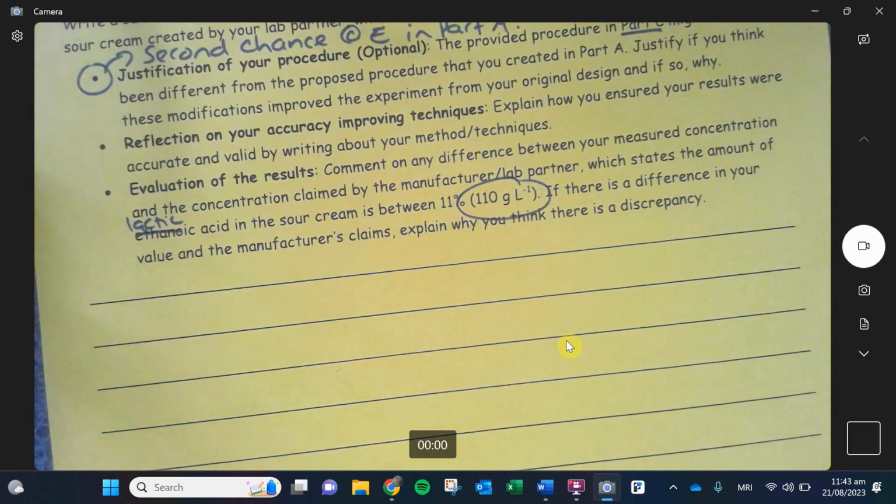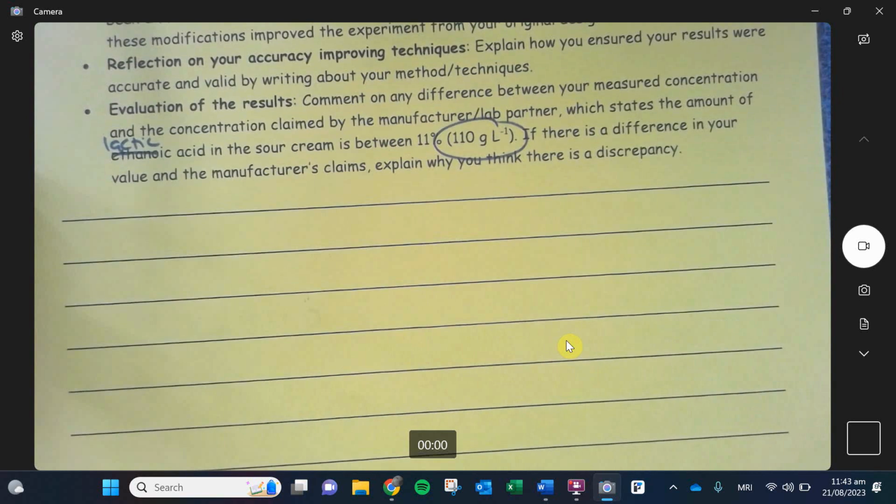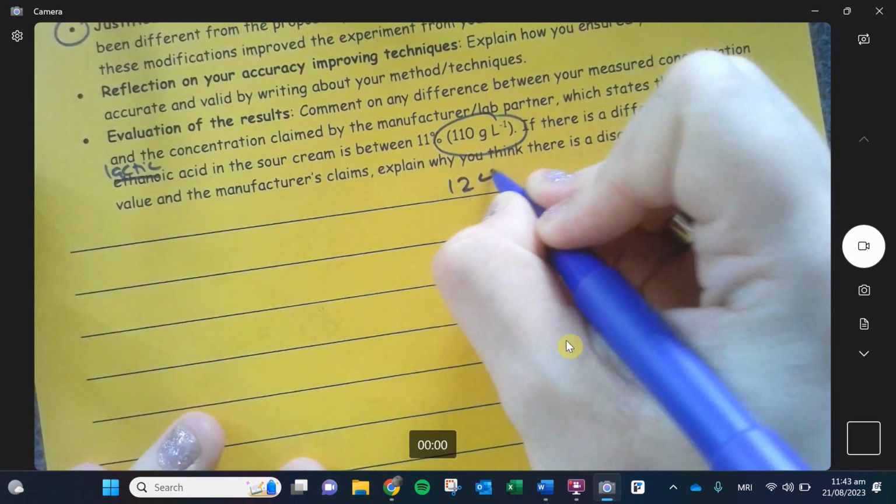Last thing then that we talk about is the evaluation of the results. So I got 124, and I noticed that the answer is 110. So is that the same number? No, it is higher than what the manufacturer is claiming. So what I need to then justify is why would my results be higher than what the manufacturer is claiming? It could also be that when you do these calculations, it will be lower, and we need to explain why it is lower.